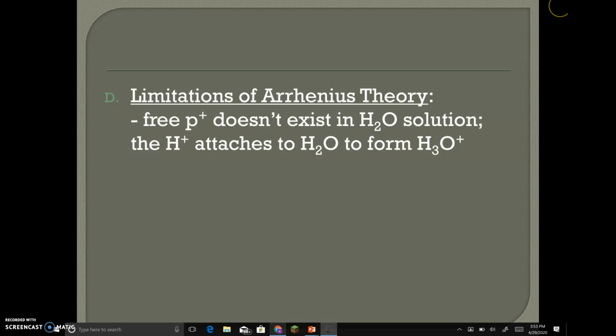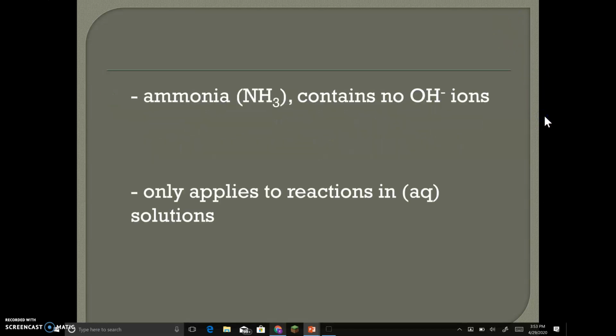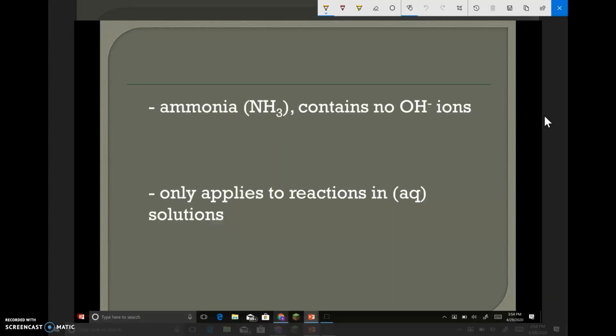Okay, the second and third limitations of Arrhenius' theory. Ammonia, which is NH3, does not contain hydroxide ions. Remember, ammonia is a weak base. We'll talk more about what that means in a little bit. It doesn't contain a hydroxide ion. And according to Arrhenius' theory, a base has to have a hydroxide. But ammonia is a base and it doesn't have one. So that's a second limitation.